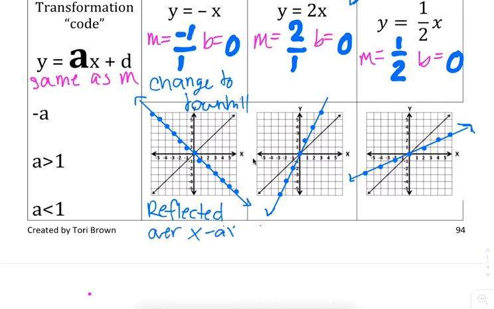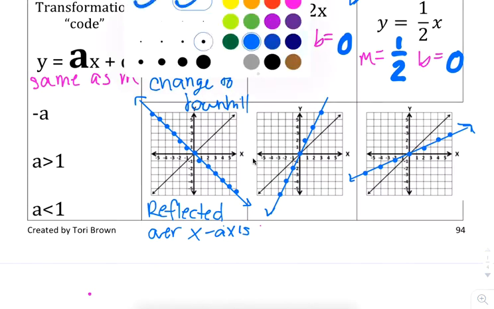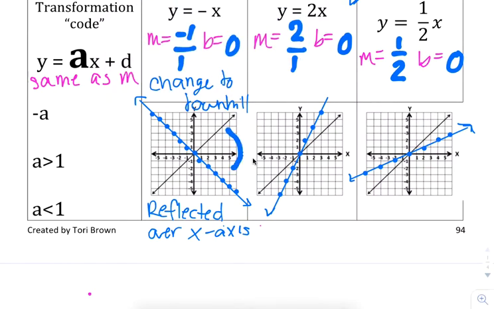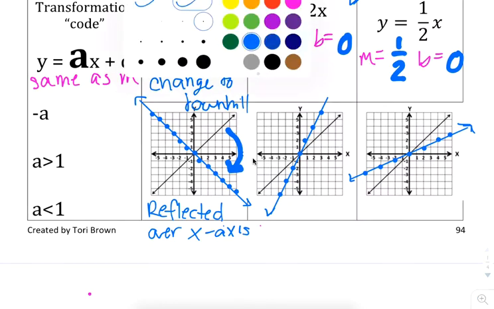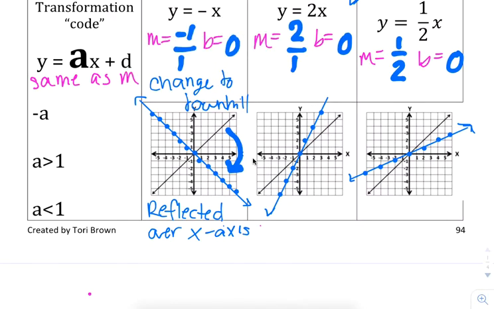I like to show this by kind of taking a real bold marker and showing you that it flipped upside down. So again, anytime you have a negative for your slope, doesn't matter what the number is, it only matters if you have a negative for slope. We say that it reflects over the x-axis, okay? All right, for that second one, I did not change my beginning point, okay?